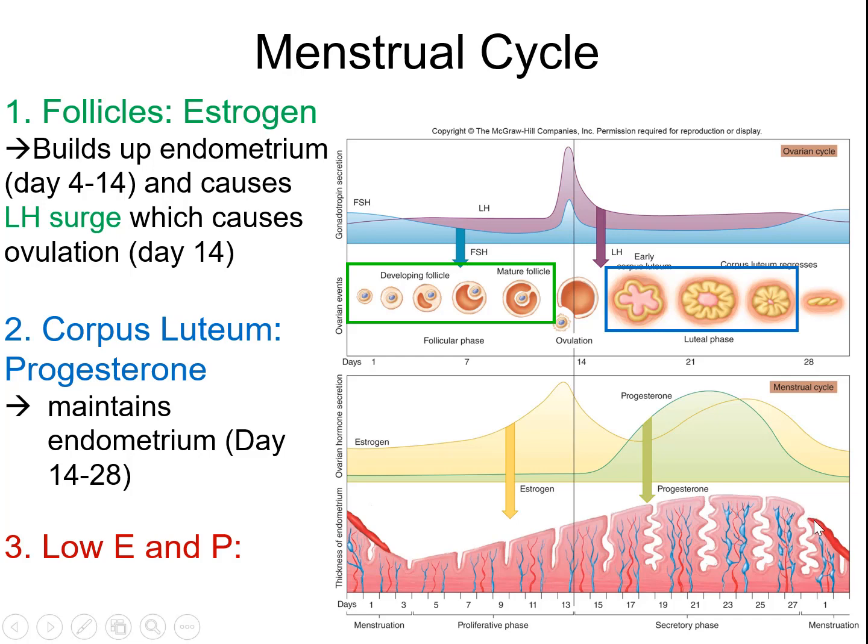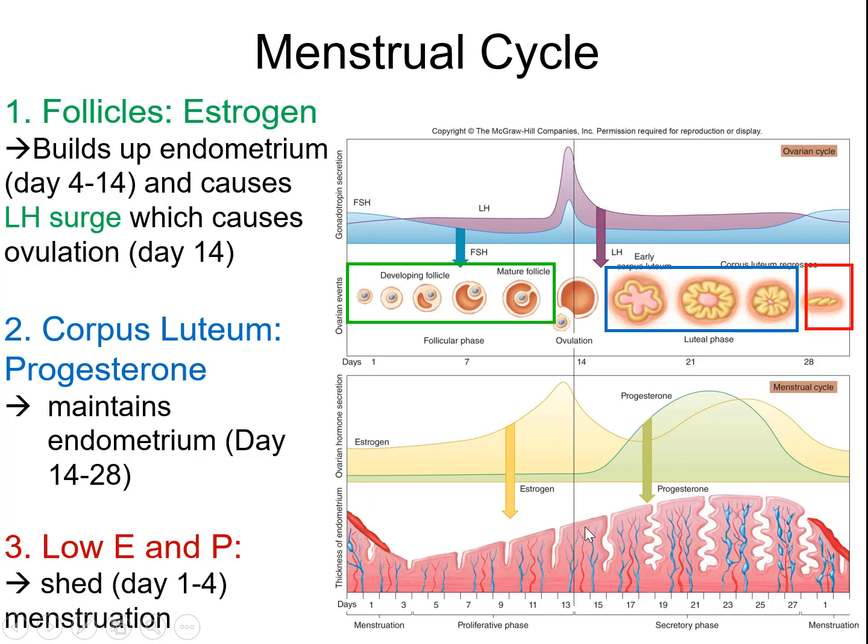So you'll notice what happens is you start to shed the endometrium. And again, that's just the blood lining. So that leads to the female's menstruation or the period or the bleeding. So that brings you to day 1, and day 1 again starts the bleeding phase. And then we go back through the cycle and start to build up again.